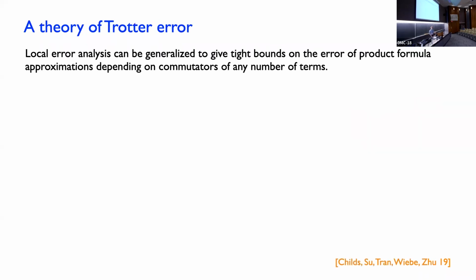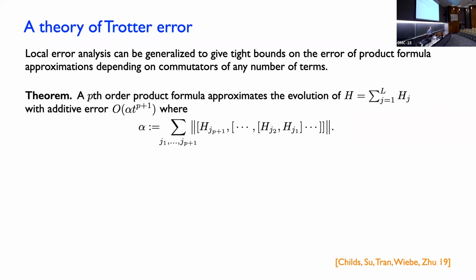Yeah, and there's another paper that generalized this to give a nice general theory of Trotter error. It constructs this quantity, called alpha here, which is the sum of the norms of all the nested commutators out to some depth. And you can use that quantity to quantify the error in a Pth order product formula approximation, which could be the Suzuki construction where P would be an even number, but it could also be other things that you construct. Basically any product formula that you might write down to approximate the evolution of the sum of terms, you could estimate the error using these bounds.